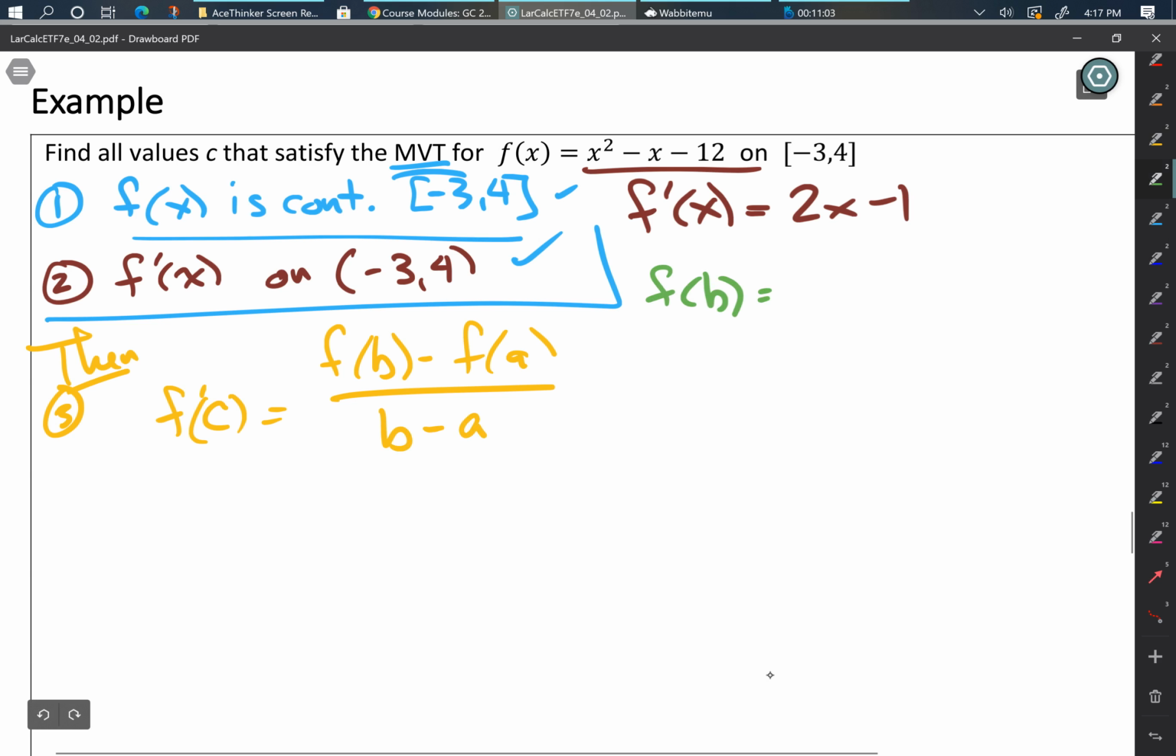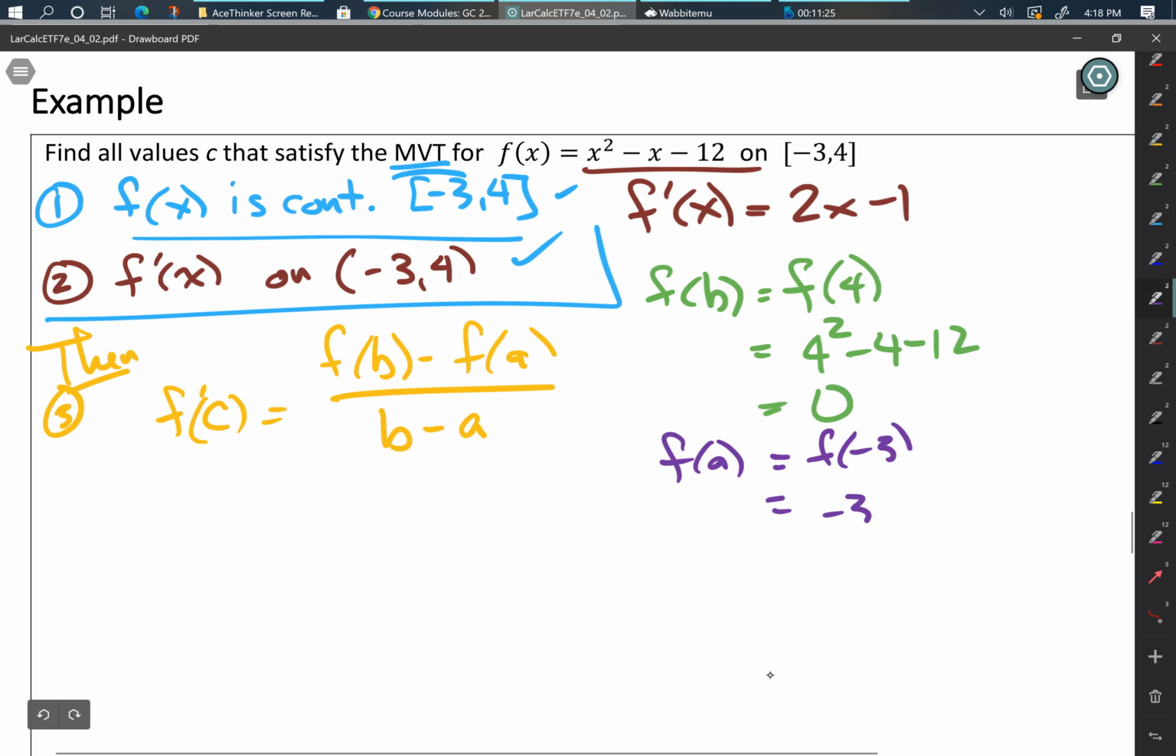What's f of b? Well, f of b is going to be f of 4. F of 4 is going to be 4 squared minus 4 minus 12. 4 squared, 16. 16 minus 4, 0. Okay. And then f of a. F of a is f of -3. That's going to be -3 squared minus 3 minus 12. 9, right? Oh, wait. Minus a -3, so that's actually a +3. So 9 plus 3, that's also 0. Huh, what do you know?